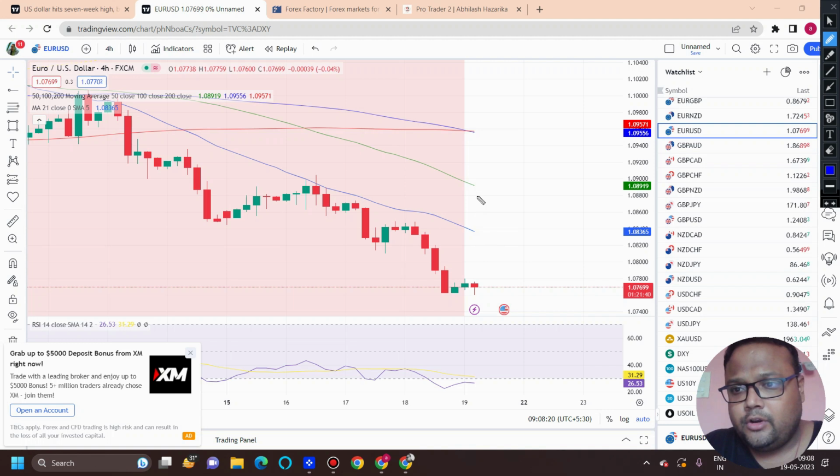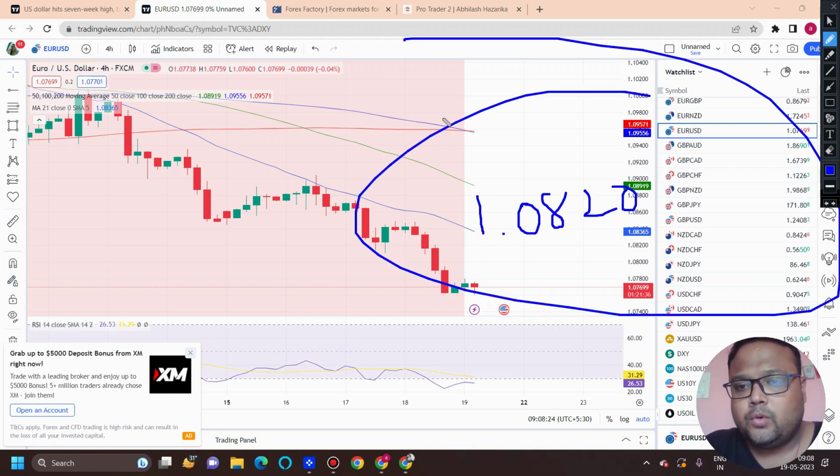So it will be around 1.0820, around 1.0820. We have the number here. I cannot give you the exact number because if the market hits the level during the European session, then obviously the moving average will be lower and the number will change.